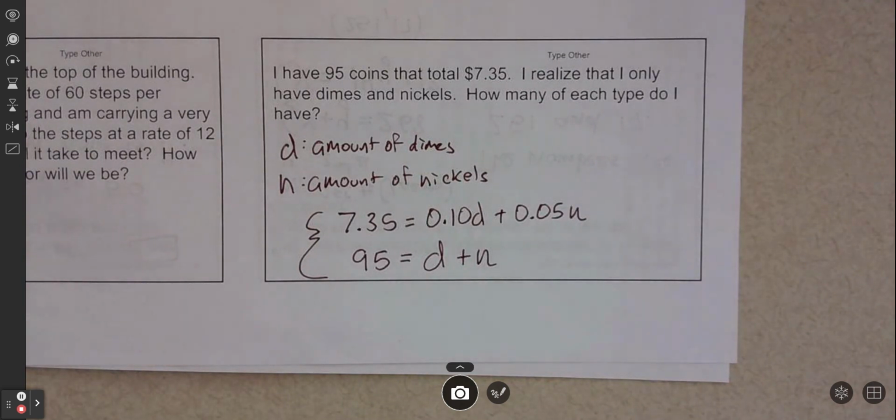So I go to Desmos. Anyone know if it's going to like the D and the N? It's not going. So I'll do X.